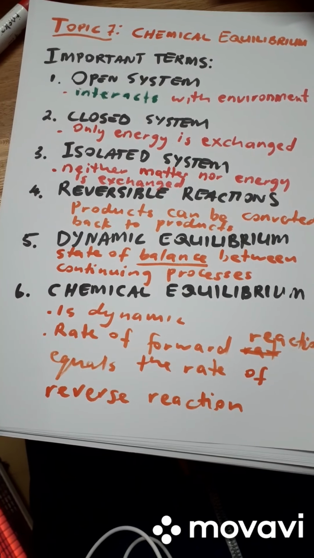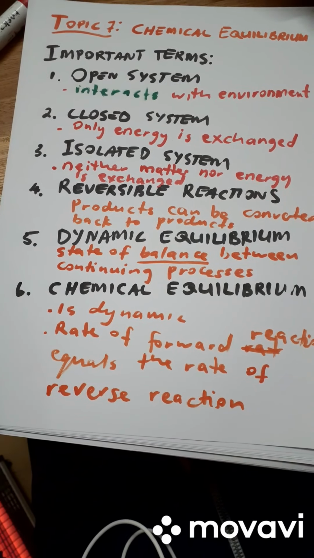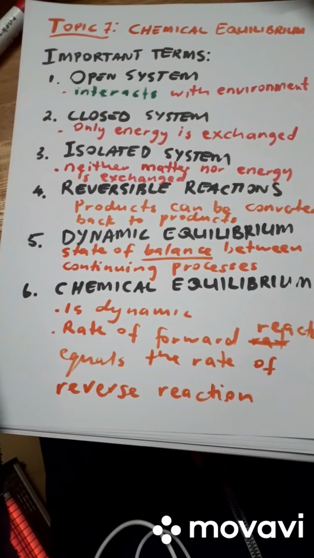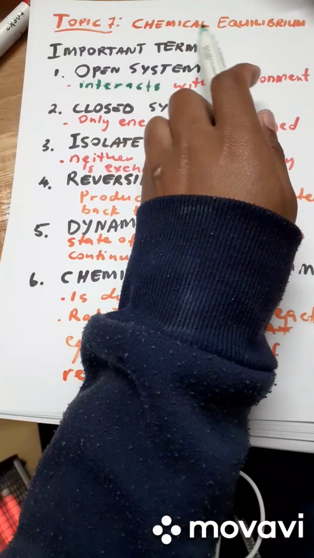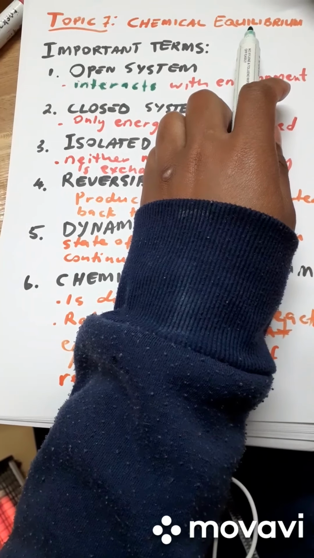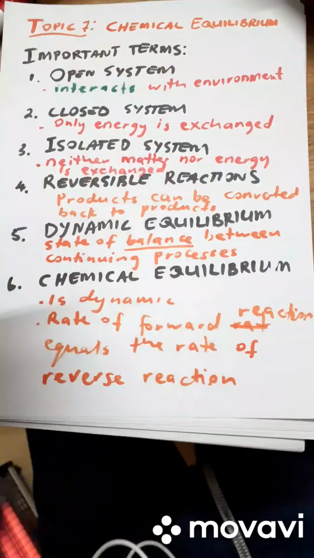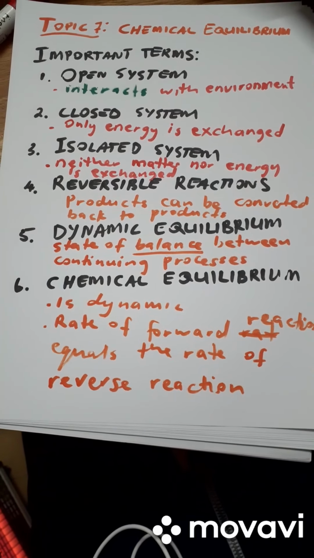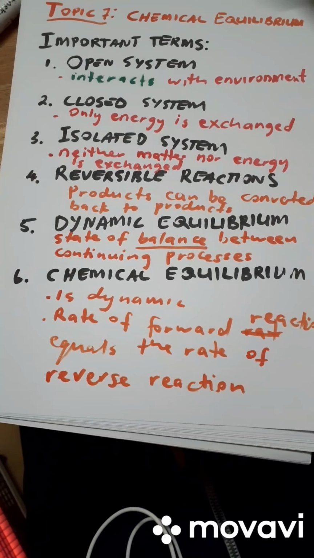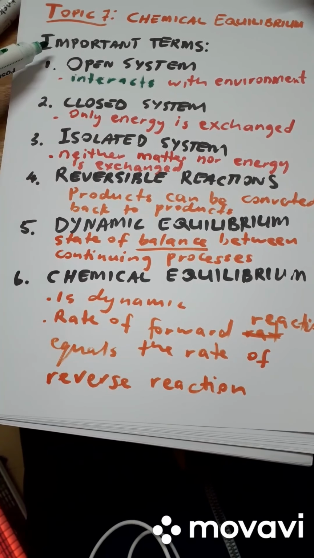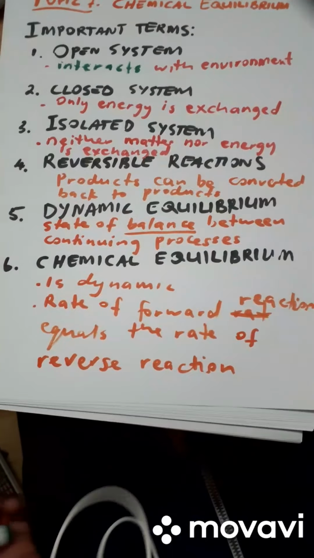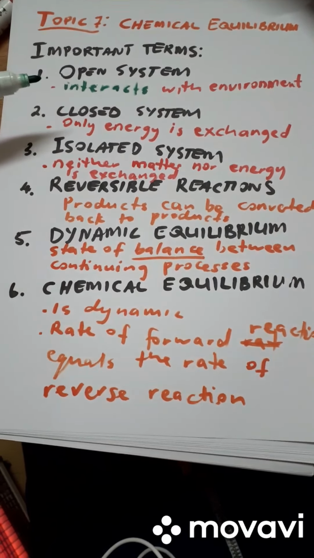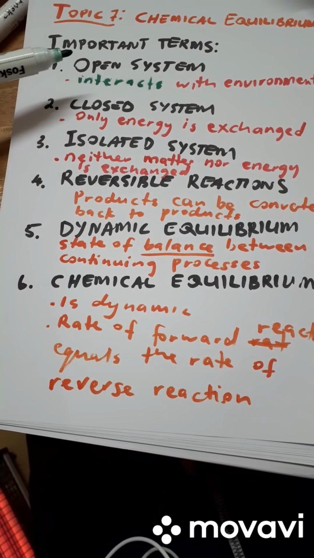This lesson is topic number 7, and it's the chemistry part of physical science. So we'll be talking about chemical equilibrium. Remember, previously we talked about the rate of reactions. Now this is a continuation, and these are the important terms that you need to know. So let us revise the terms.